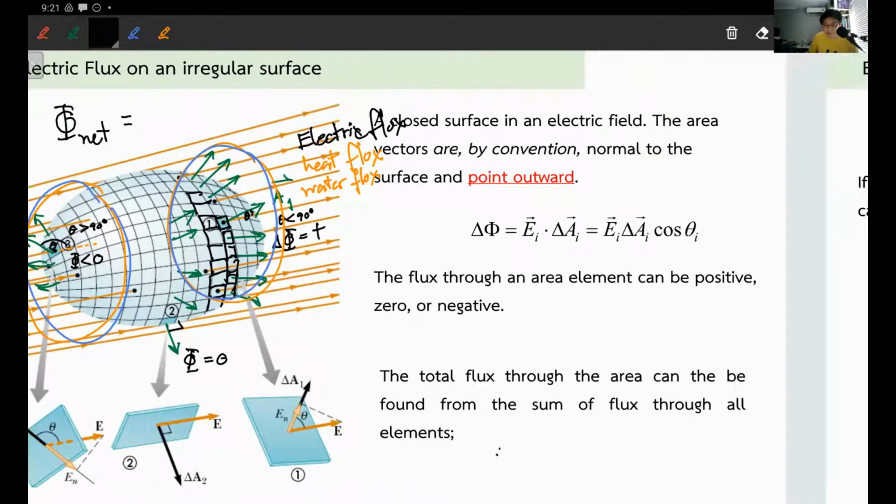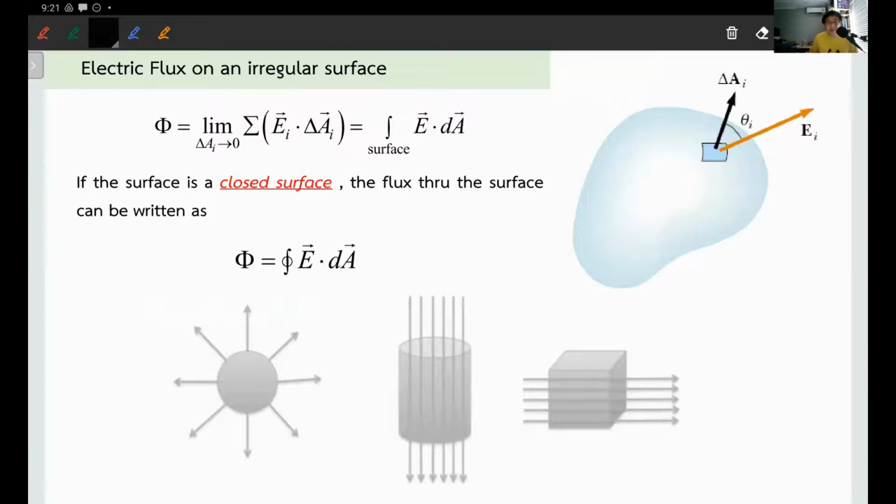So what we are doing over here is we would like to calculate, when you have a closed surface, the net flux. That's what we will do in this lecture. We will try to calculate the net flux through a surface, but that surface is not any surface. It's always a closed surface all the time.